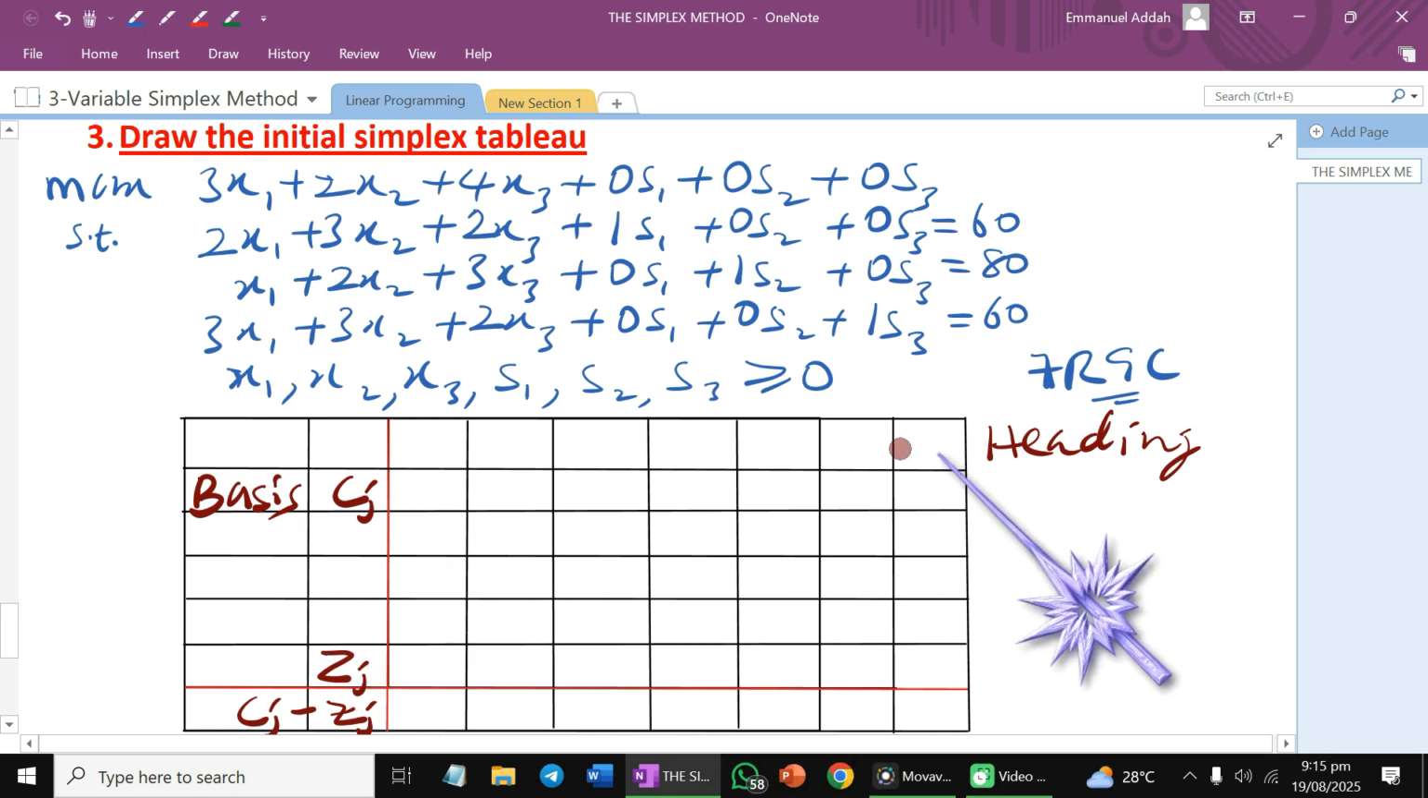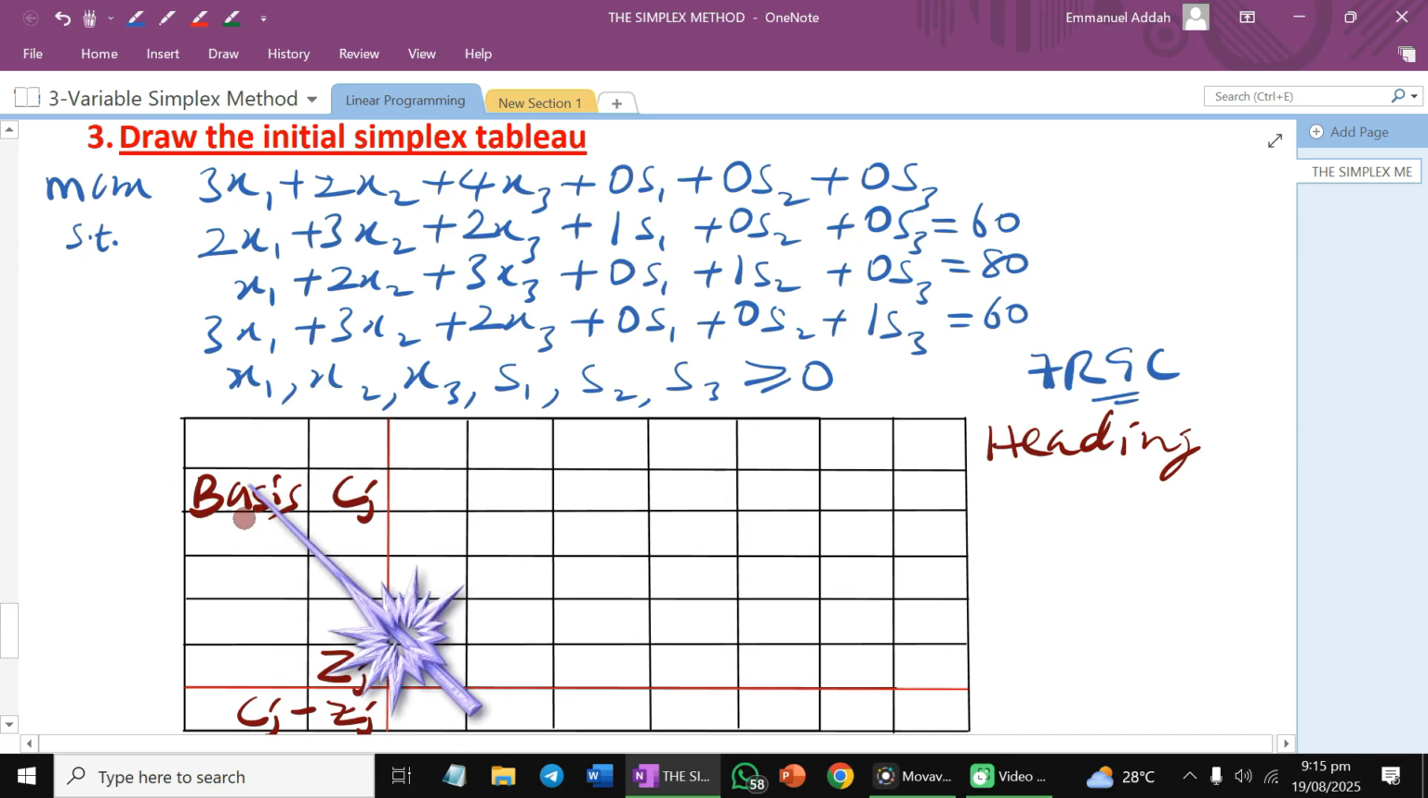So this is how to fill it up. The first will be the space for the heading. After that, you come to your left hand side, you count 1, 2. You're going to start writing from here. Here is basis. After basis, the next one is CJ. Then under the CJ, you have 1, 2, 3, which is the number of slack variables. There are 3. We have S1, S2, S3. You are going to start the table with the slack variables coming into the basis first. Then you now have ZJ. Below it, you now have CJ minus ZJ.